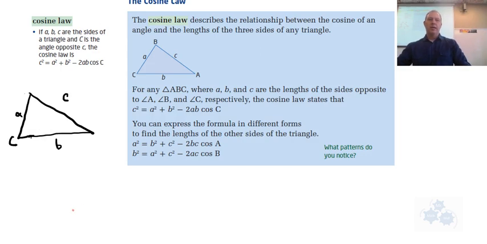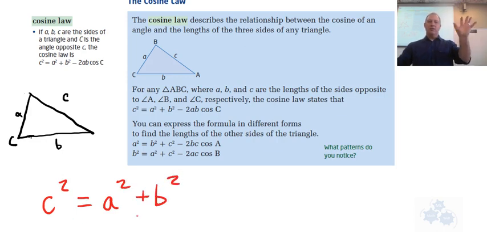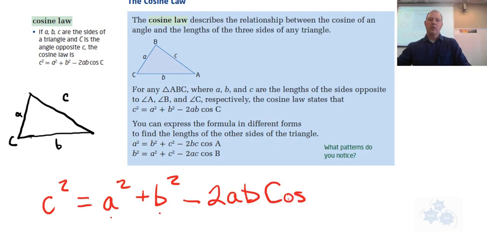So if you have c squared, you're going to let that equal a squared plus b squared. That's the way you start, Pythagorean theorem. Now you subtract 2 times whatever these side lengths are, 2ab. And then you multiply it by the cosine of the angle associated with this side, c. Now that works for any side and any angle.